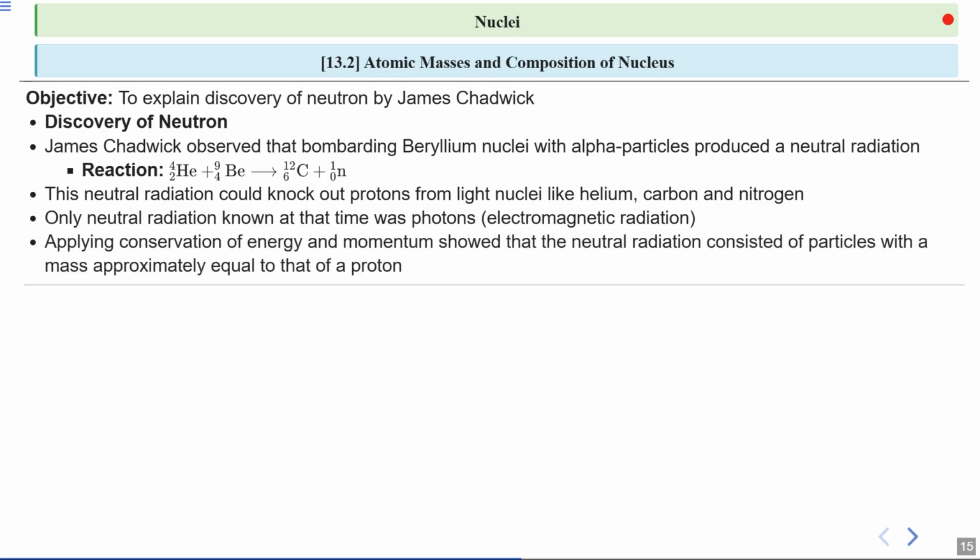By applying the laws of conservation of energy and momentum, Chadwick showed that these neutral particles had a mass almost equal to that of protons. This was the key evidence for the existence of the neutron: a neutral particle with nearly the same mass as a proton. This discovery completed our basic picture of the atomic nucleus, which contains both protons and neutrons.